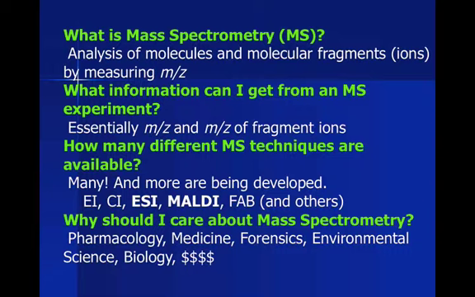Forensics, again, busting the bad guys. Environmental science, if you're interested in the environment, you go out and you want to detect pollution in waters and air and other things, mass spec is the technique to use most of the time. Biology uses mass spec quite a bit, and you should care about it because of the money. If you have skills in mass spectrometry, you will find a job.